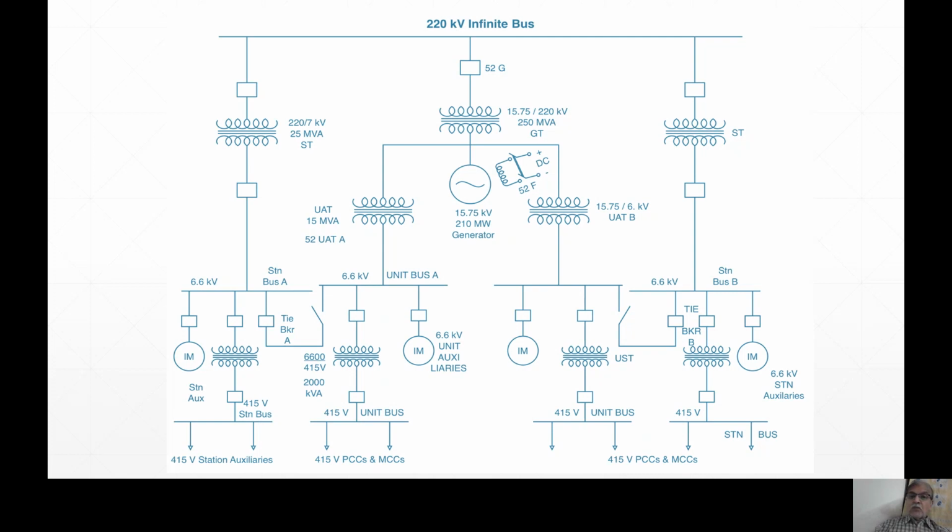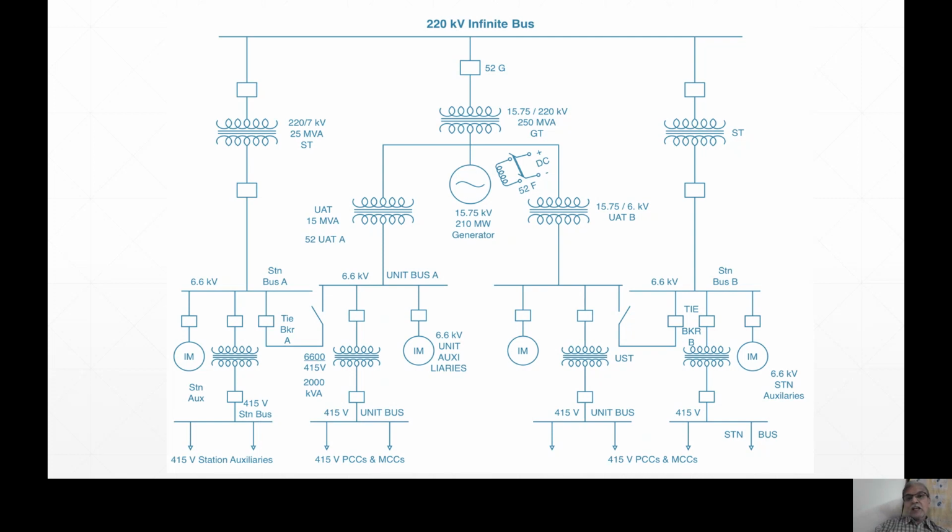So it's not only a fault in the generator. A fault in the generator transformer is also a fault in the generator because there is no breaker. A fault in the UAT is also a fault in the generator. So anywhere the fault occurs, tripping 52G is not enough, because the generator is running, it is generating. So it will feed its own fault. One thing.